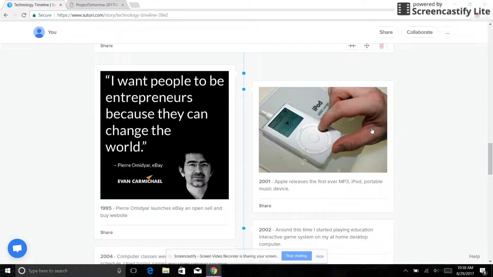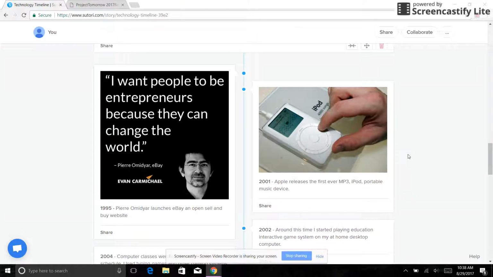In 1995, Pierre Omidyar launches eBay. He was an entrepreneur and wanted everyone else to be entrepreneurs. As the quote says, he tried to just kind of connect us to help change the world.